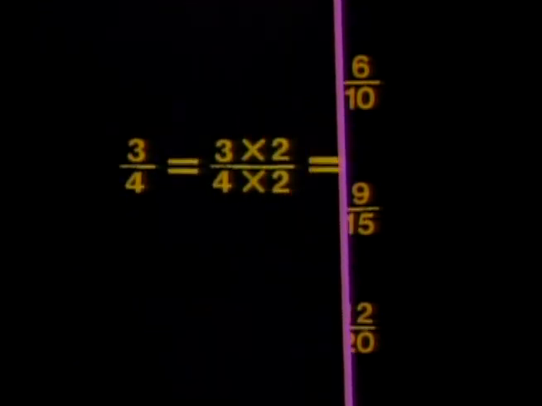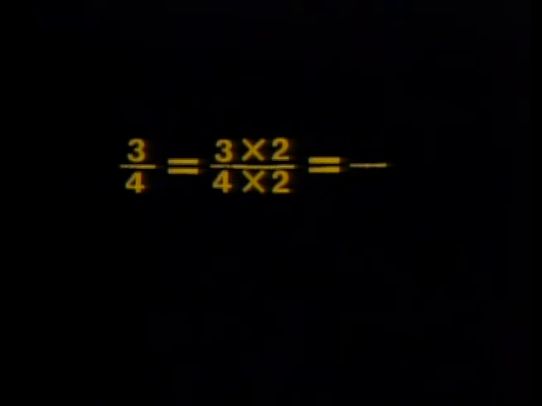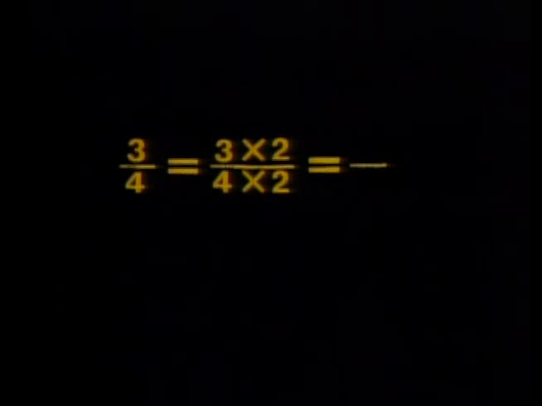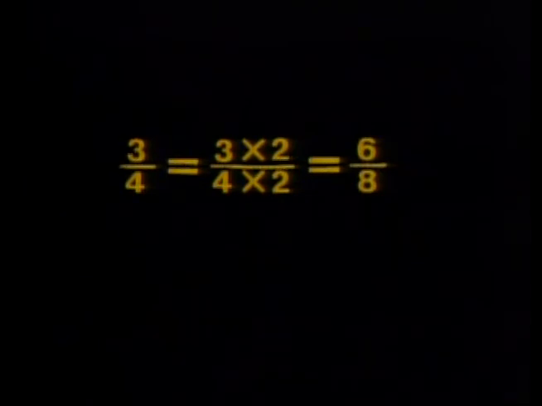Try this one yourself. Start with the fraction 3/4. Rename it by multiplying numerator and denominator by 2 as shown. The answer is 6/8. 3/4 equals 6/8. If you had any trouble, check with someone who can help you. Otherwise, you're ready to go ahead.